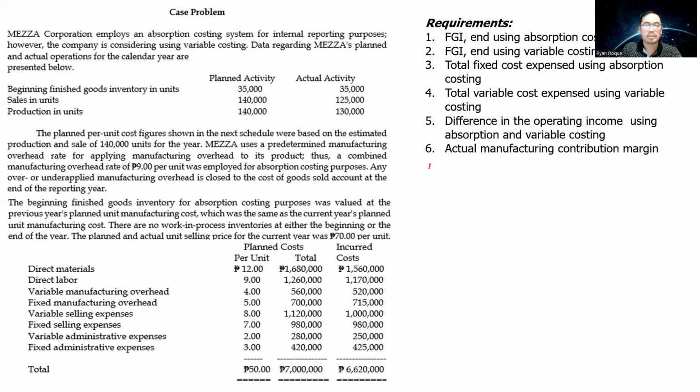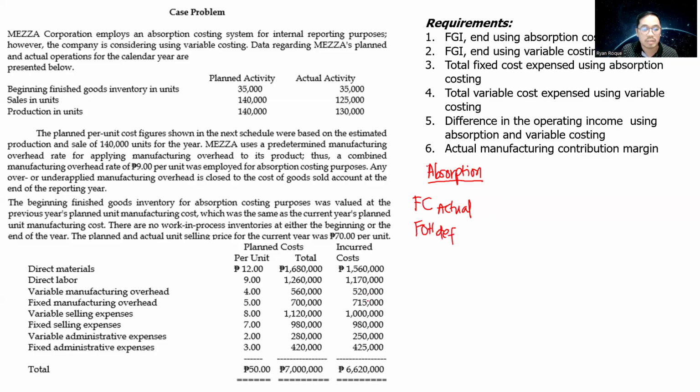So again, just to summarize the shortcut. At the end of the day, we always have to bring everything back to the actual. When we are asked under absorption costing method for the total amount of fixed costs to be expensed during the year, we just have to consider all the fixed costs that are actual. But since this is absorption, some fixed overhead would be part of the ending inventory. So we will deduct the FOH deferred.